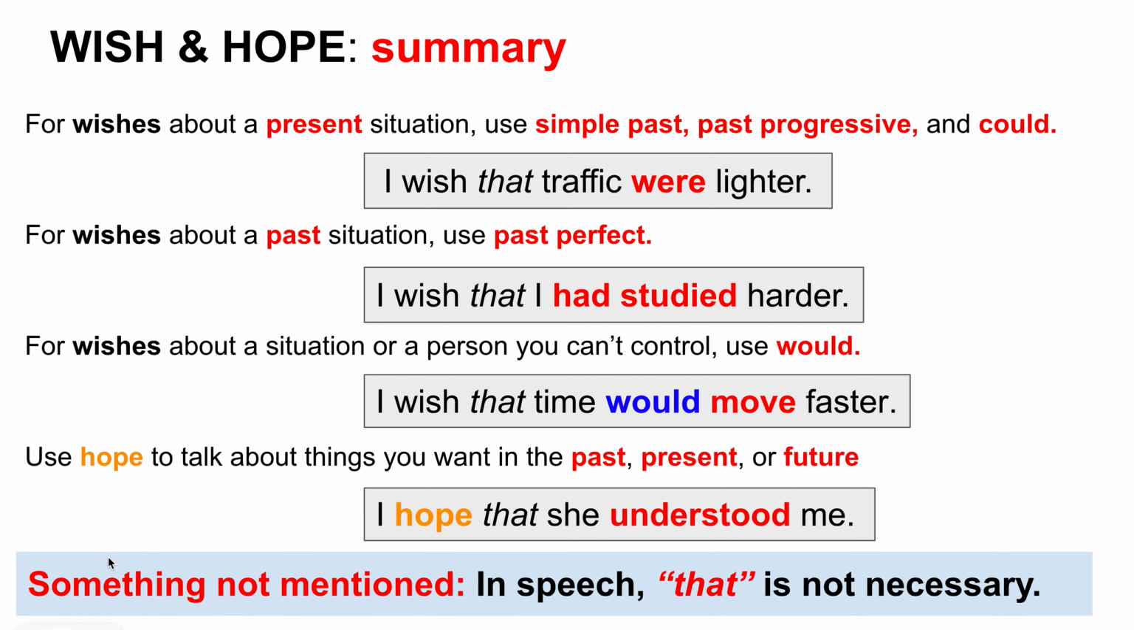Oh, one last thing, something not mentioned. In speech, that is not always necessary. So for example, I wish that traffic were lighter. I wish traffic were lighter. I wish that I had studied. I wish I had studied harder. I wish that time would move faster. I wish time would move faster. I hope that she understood me. I hope she understood me. So as you can see from these examples, I slashed out the that.